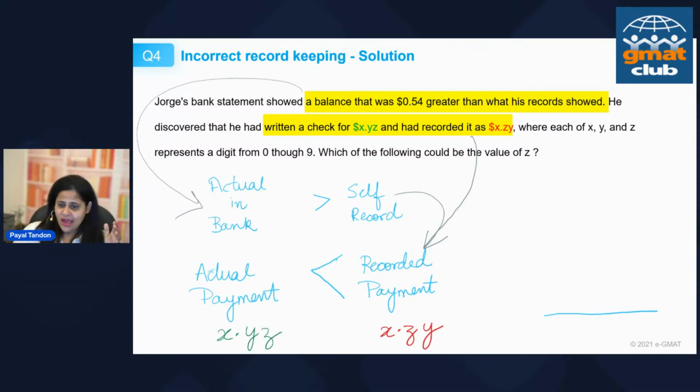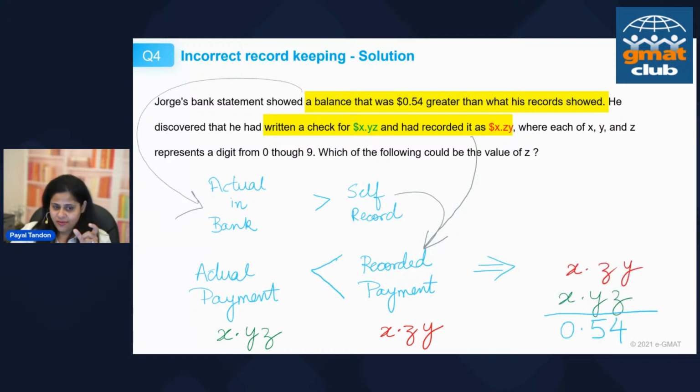Which means that the check was written for x point yz. The actual payment that was made was what the check was written for, x point yz, but it was recorded incorrectly. So the incorrect one is the larger one, which means x point zy minus x point yz is equal to 0.54. Okay, that's what you have over here. It was 54 cents greater. Now, what we have to figure out is what could be the value of z.